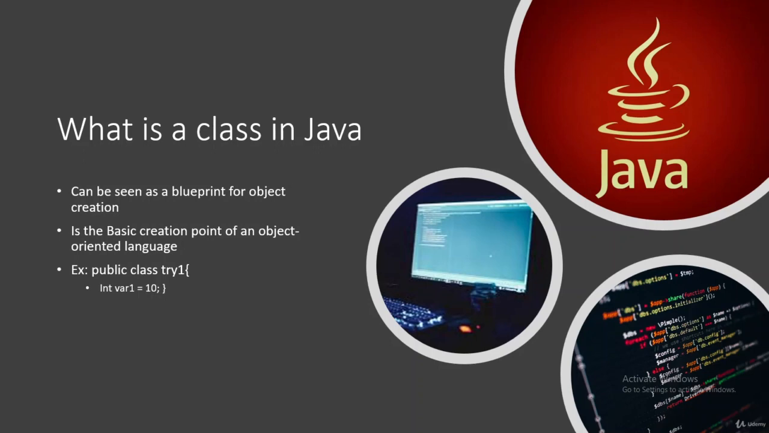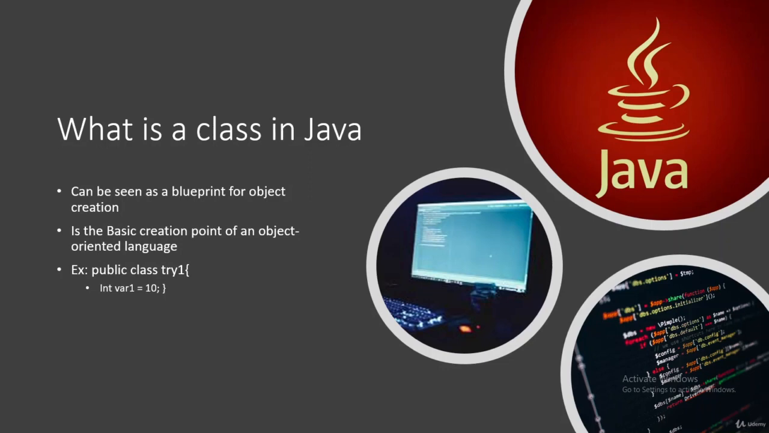When we're creating different applications, we are creating classes. So here is a basic line of code which involves a class. The class name will be try1 in this case. And the only thing present inside of this class is a variable, var1, that is equal to 10. As I said, a class is simply the real basic of an object-oriented language. It is a template that describes the data and behaviors associated with instances of the class.